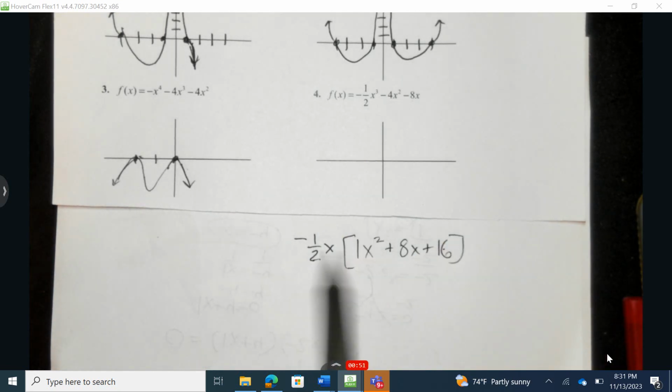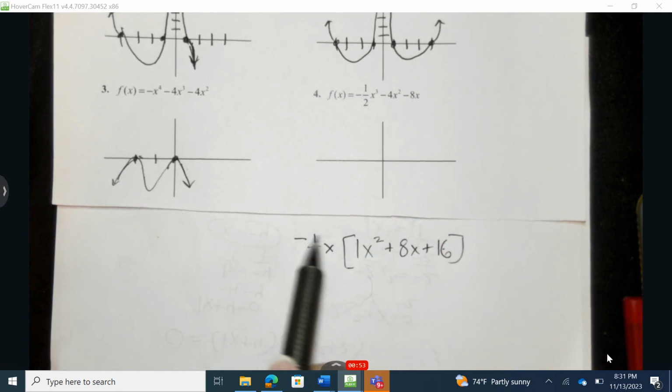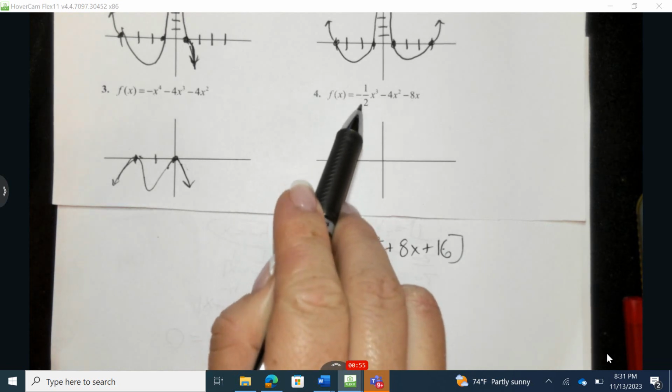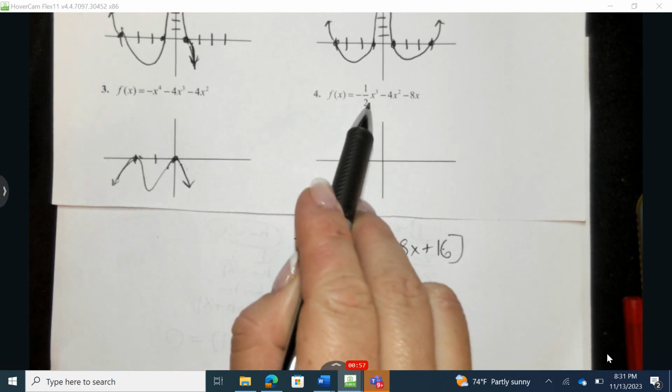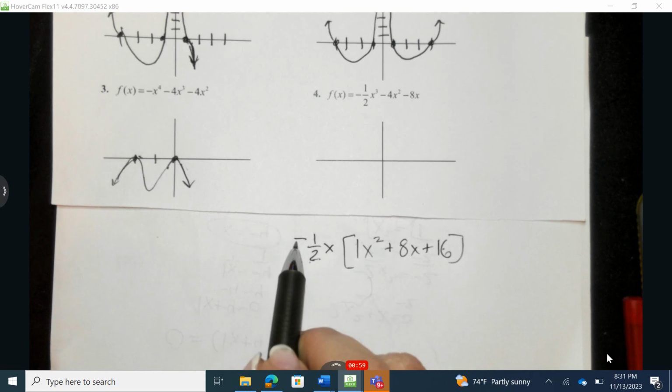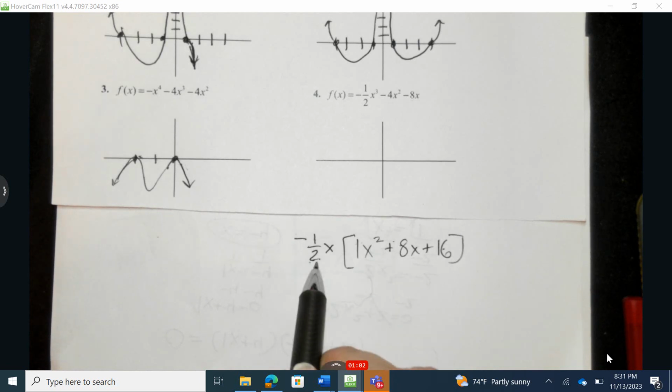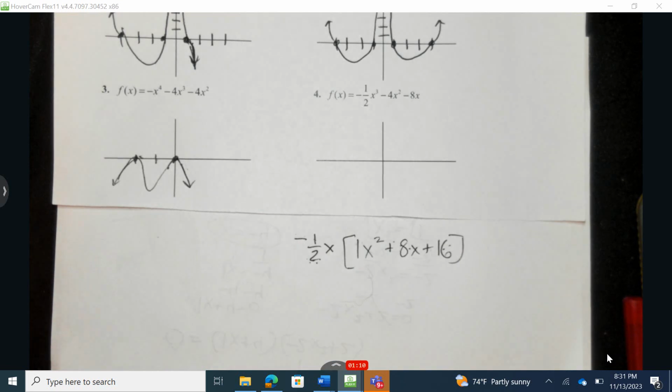Let's make sure we did this right. Negative 1 times 1 is negative 1, divided by 2 is negative 1/2, and I have a total of 3 x's. Positive 8 times negative 1 is negative 8, divided by 2 is negative 4, and I have 2 x's. Negative 1 times 16 is negative 16, divided by 2 is negative 8, and I have 1 x.